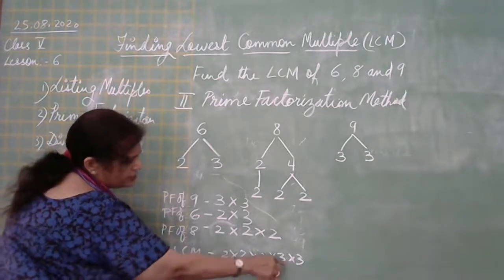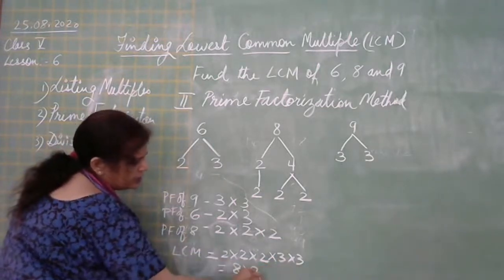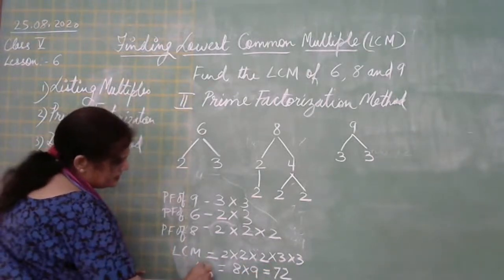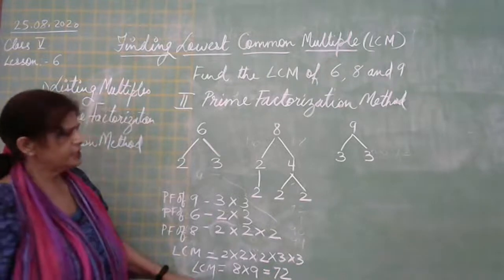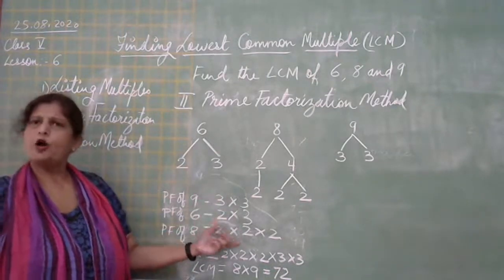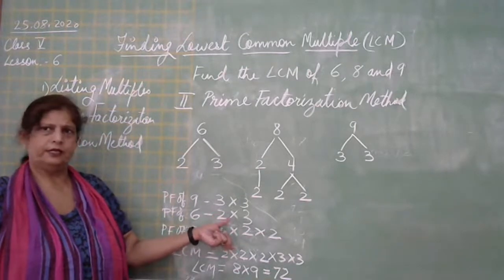And 8, this is 3 into 3, 9. So that is 72. LCM is 72. This is by another method, prime factorization. One more way of doing it, I'll tell you here itself.